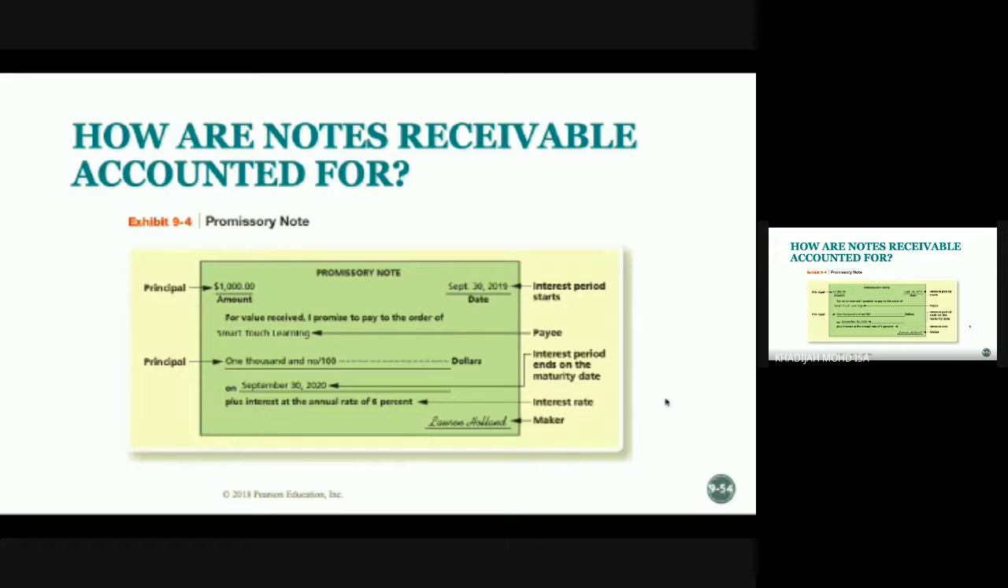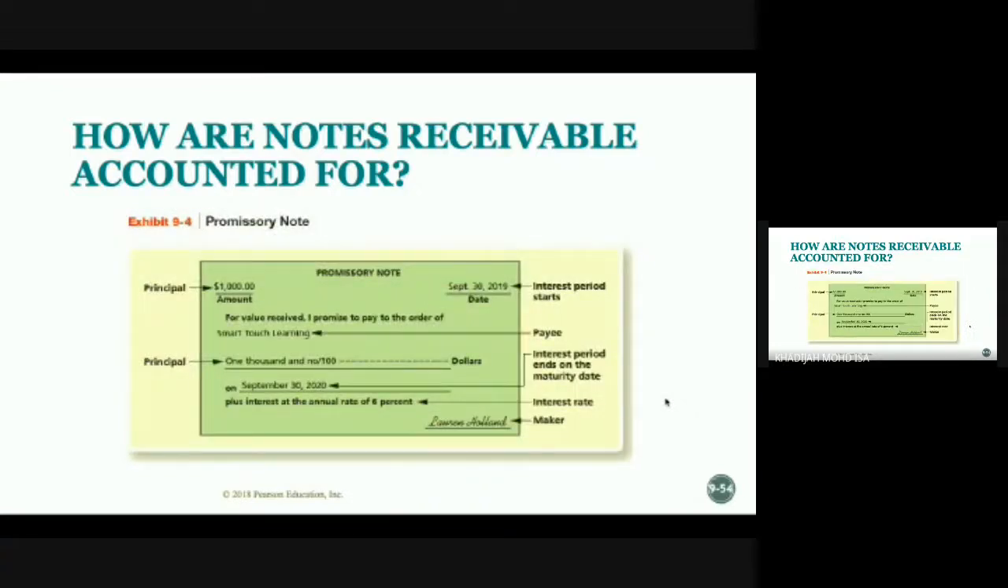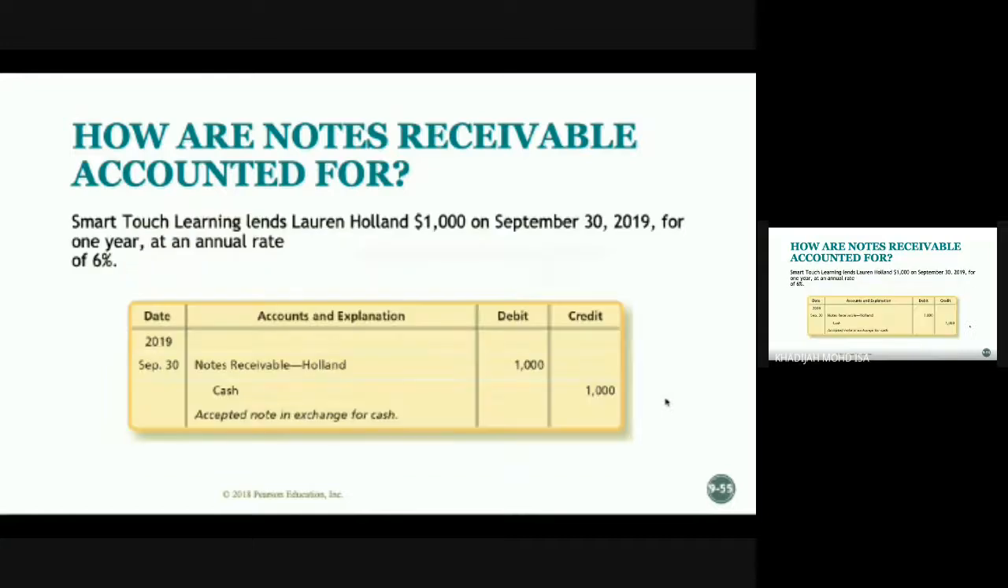So whatever amount times 1.06, in this case 6% is the interest rate. If you times 1,000 by 1, it means that you are going to pay 1,000 only, so there's no interest. But if there is interest, depending on the rate, in this case 6%, you times 1,000 by 1.06. And in this case, Lauren, 1,000 for 1 year, the annual rate is 6%. So when you receive, you're going to debit your notes receivable, and then you have to make payment of 1,000.